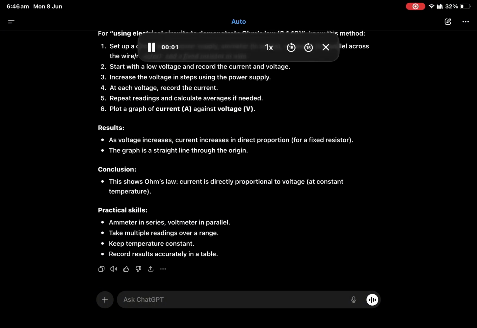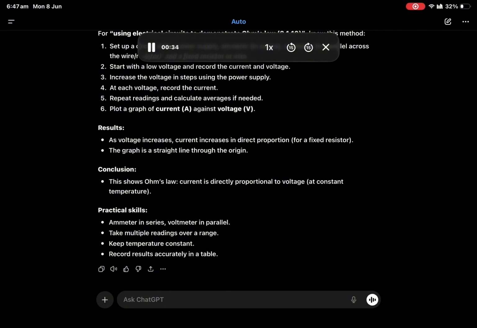For using electrical circuits to demonstrate Ohm's law, 3.1.10, know this method. 1. Set up a circuit with a power supply, ammeter in series, voltmeter in parallel across the wire resistor, and a fixed resistor or wire. 2. Start with a low voltage and record the current and voltage. 3. Increase the voltage in steps using the power supply. 4. At each voltage, record the current. 5. Repeat readings and calculate averages if needed. 6. Plot a graph of current, A, against voltage, V.